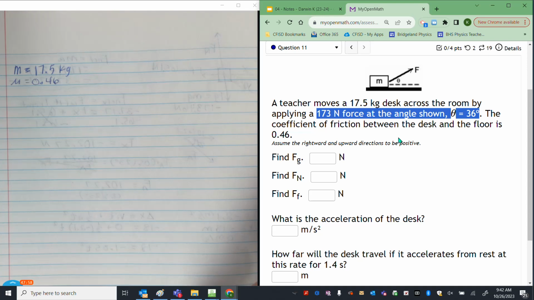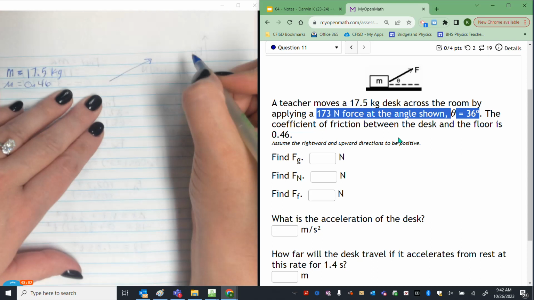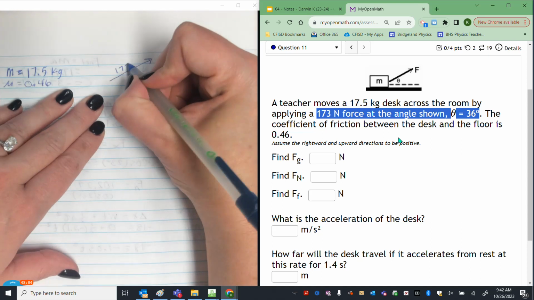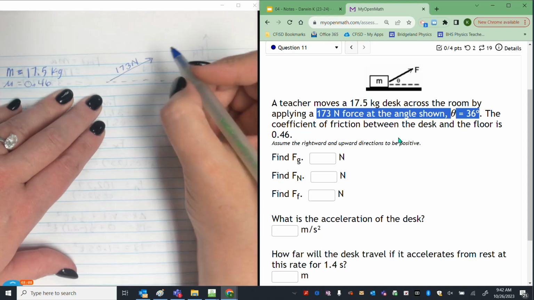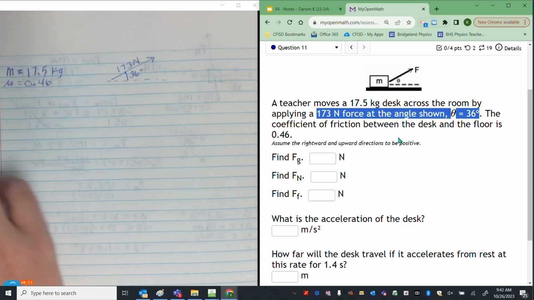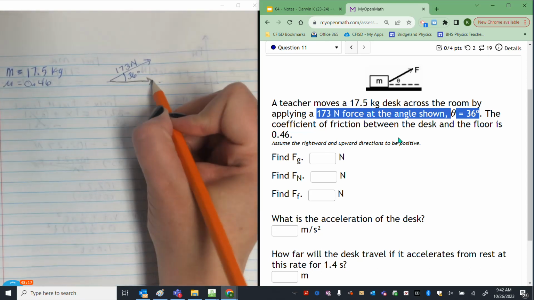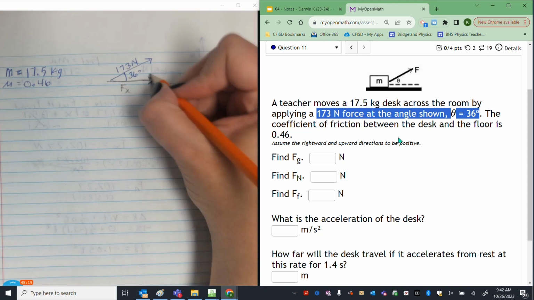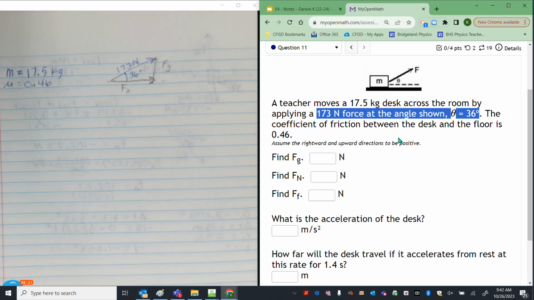So we have this force that's applied. It is a 173 Newton force, and it's applied at an angle. That angle is 36 degrees. Okay, so you're going to have to find the components. Some amount of this force is in the x direction. Some amount of this force is in the y direction. You need to find both of those pieces in order to answer the questions that you're going to be asked here.